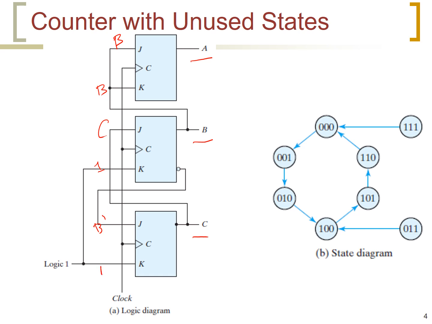Now, the state diagram of the counter, as we can see here, goes from 0 to 1, 1 to 2, 2 to 4, 4 to 5, 5 to 6, and 6 to 0. Now, the question will be, what happens if the flip-flops go to state 3? State 3 means A is 0, B is 1, and C is 1, because A is the most significant and C is the least significant.